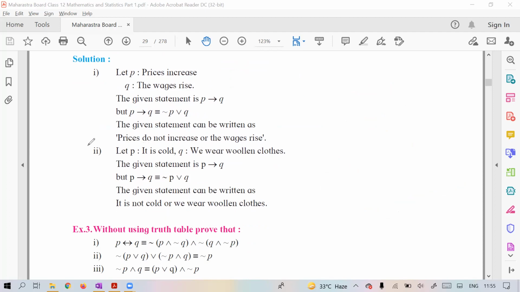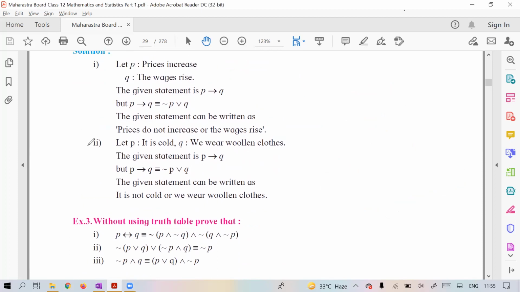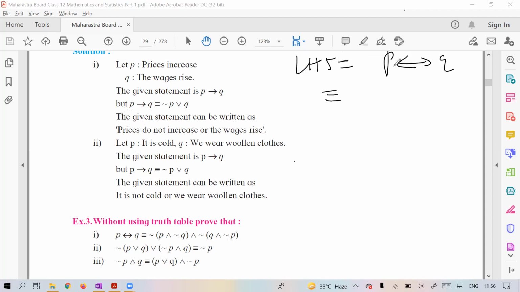Now see this example number 3. They are saying, without using a truth table, prove that. One way we had was, if we prove that both have the same truth values, then both are equivalent. Now they are saying you don't use the truth table, you prove directly. So you can start with the LHS. LHS is P if and only if Q, and you have the result that P if and only if Q is equivalent to what?